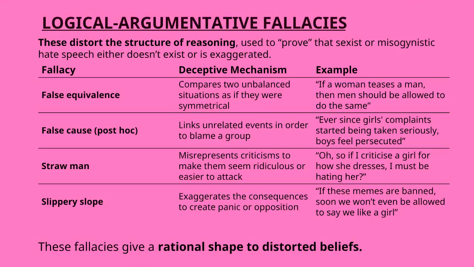What do we mean by logical argumentative fallacies in this context? They are patterns that distort reasoning so that misogynistic or sexist hate speech can sound sensible. They are often used to prove that the problem doesn't exist or is exaggerated, giving a rational shape to distorted beliefs. First, false equivalence. Situations with different power, scale, or intent are presented as if they were symmetrical.